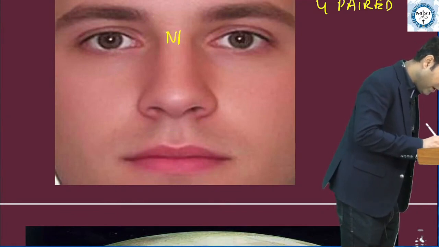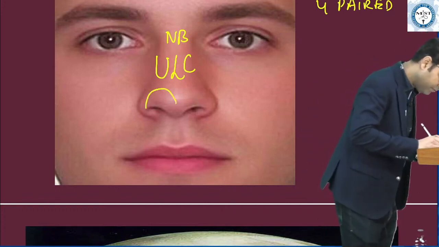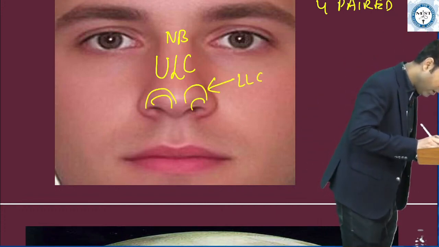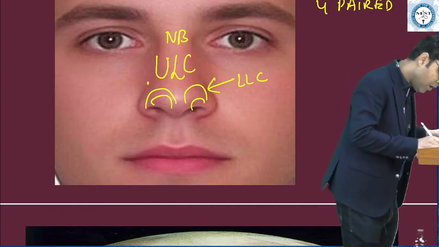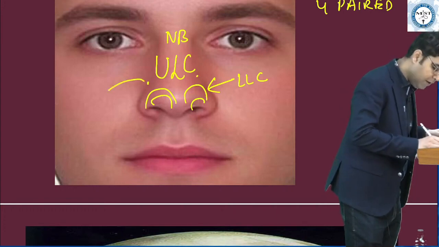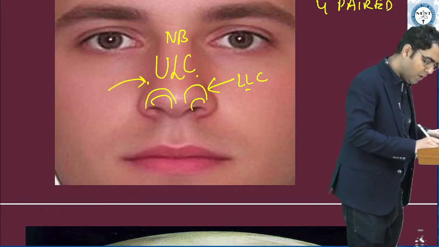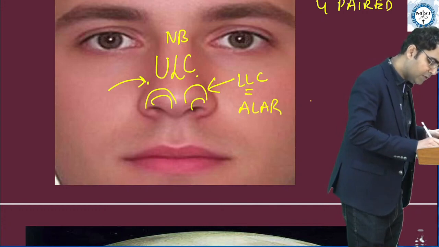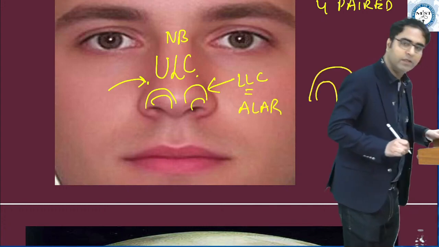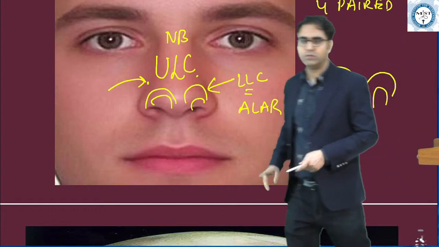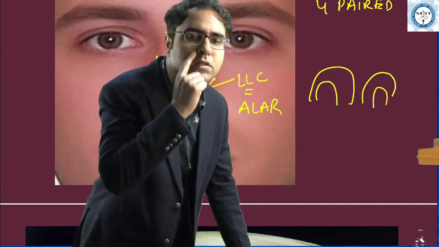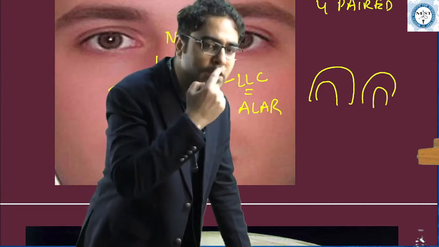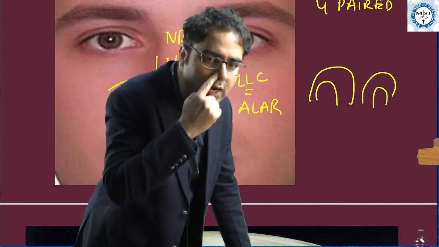This is the nasal bone area. These are the upper lateral cartilages. Then we have got lower lateral cartilages. Then we have got small cartilages, which are called lesser alar or sesamoid cartilages. Lower lateral, also called alar cartilages, look like this U. They form the external opening of the nose. Look at me, beta. This is a lower lateral cartilage. So, nasal bone, upper lateral cartilage, lower lateral cartilage, beta.